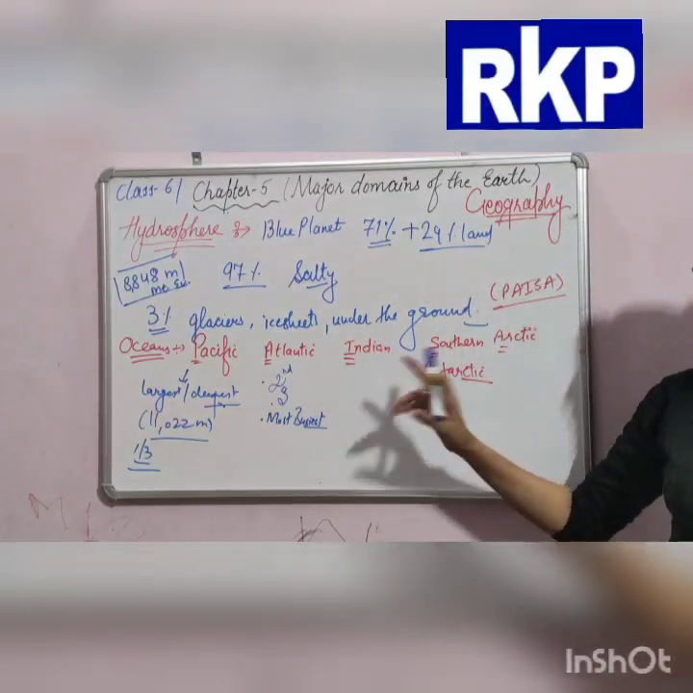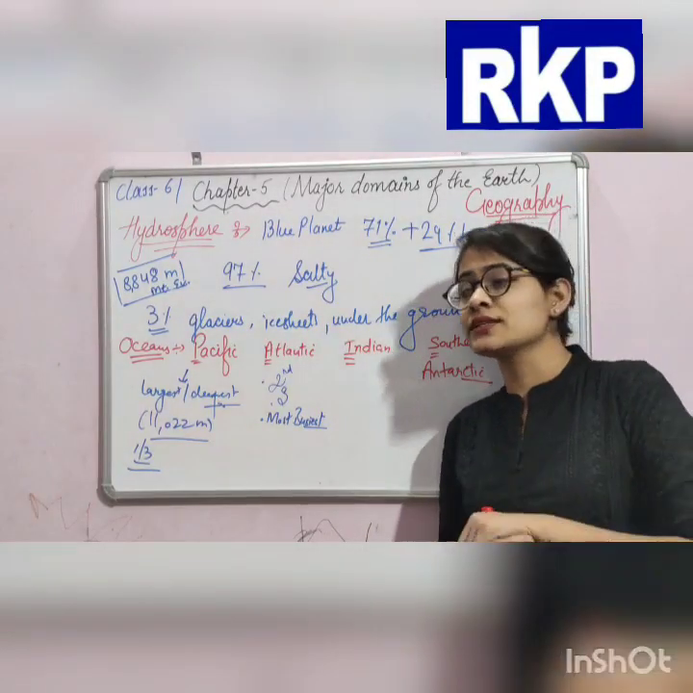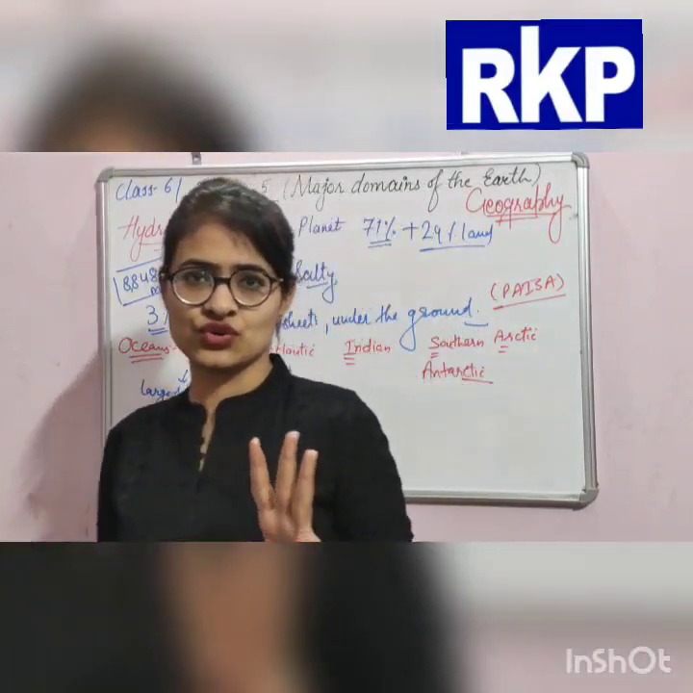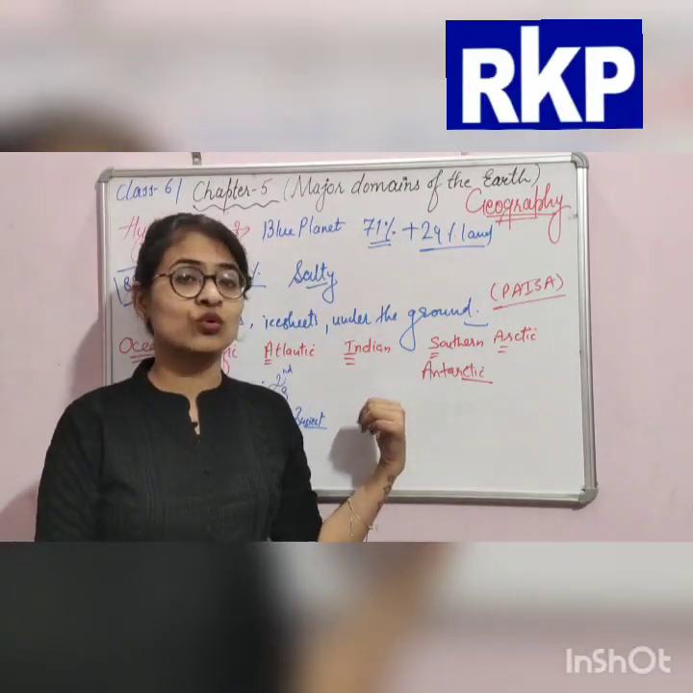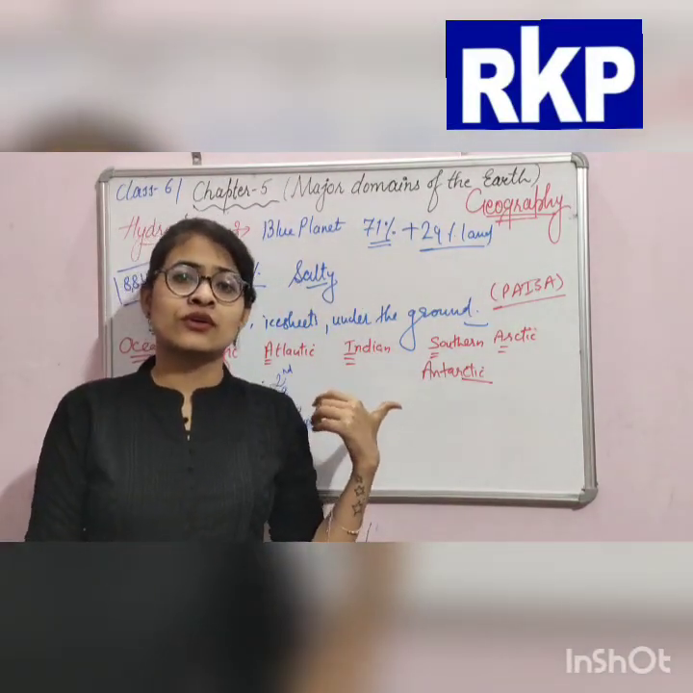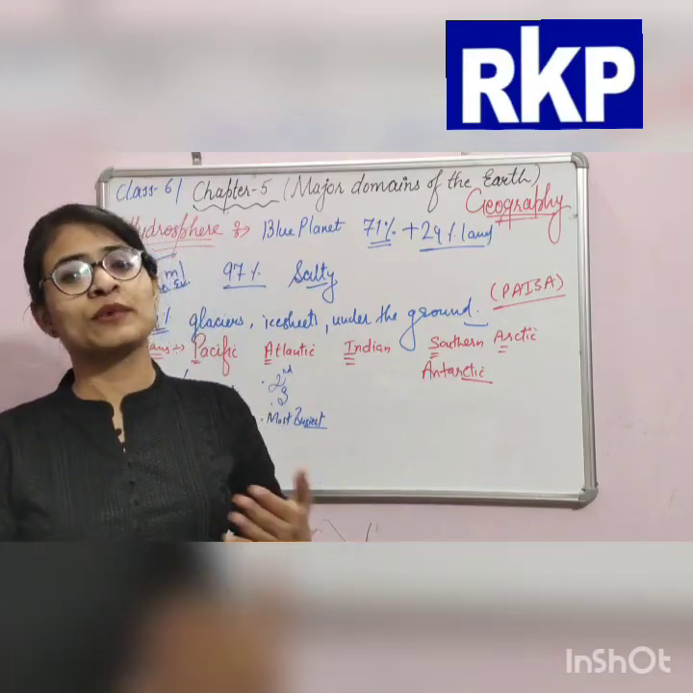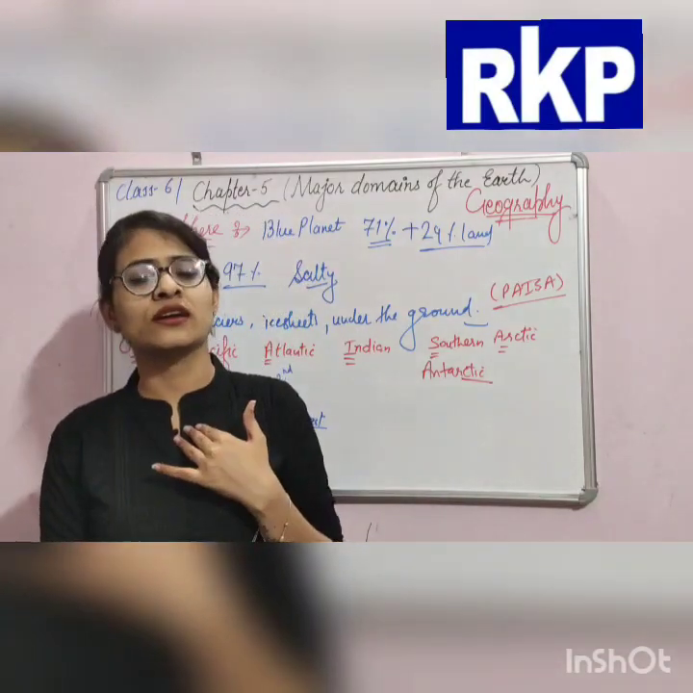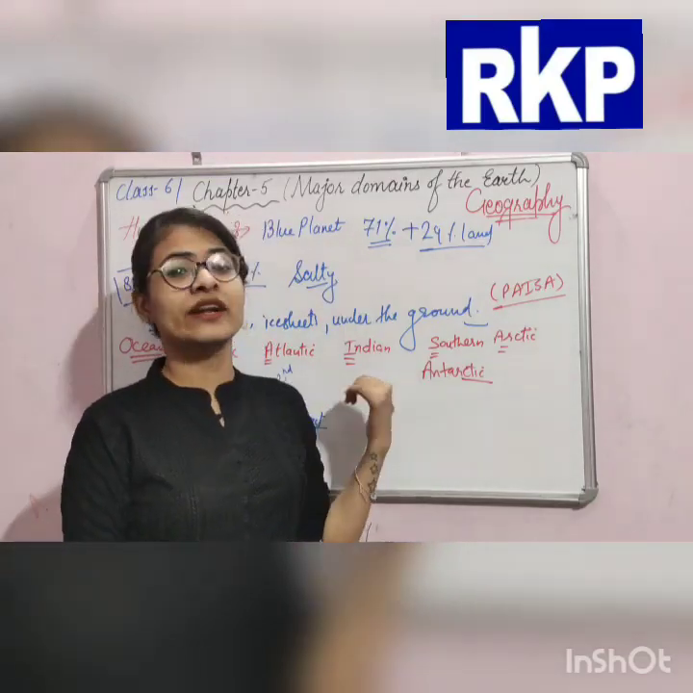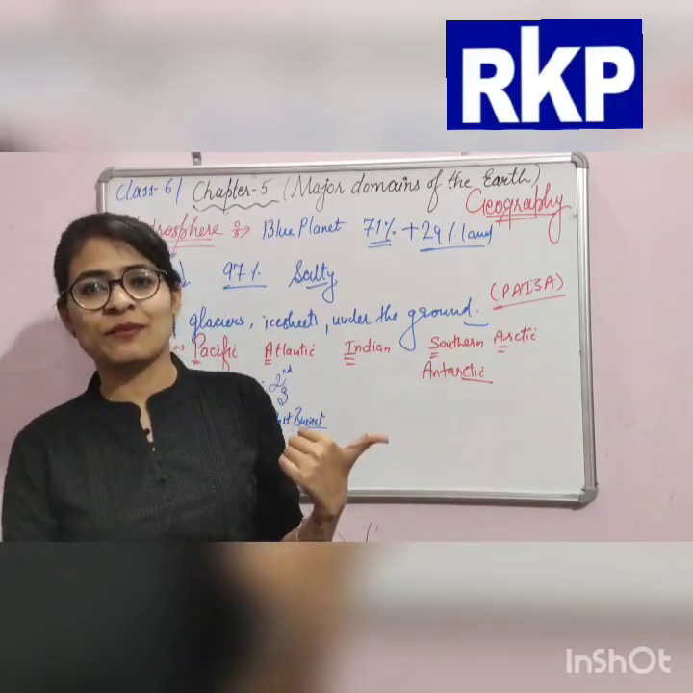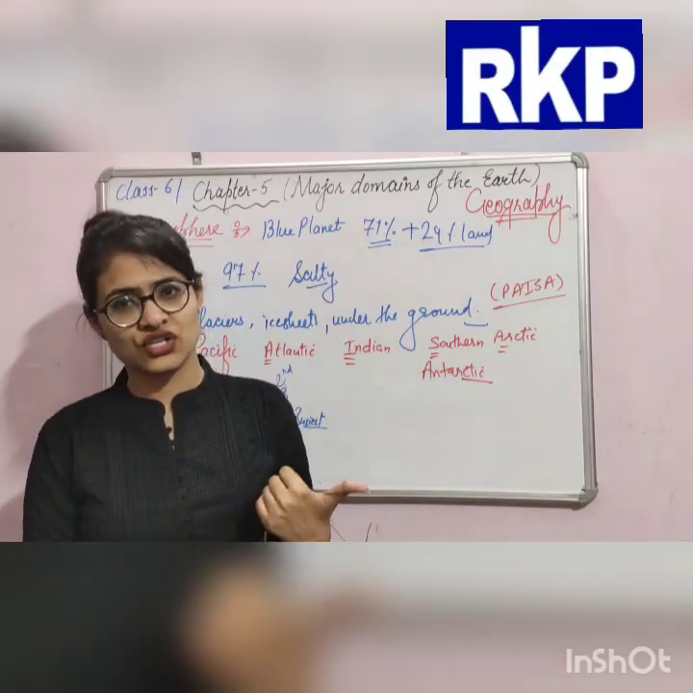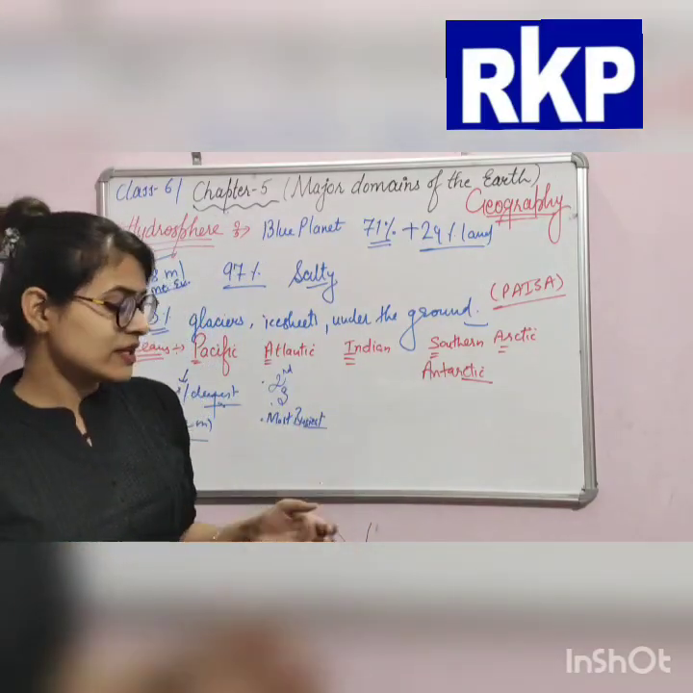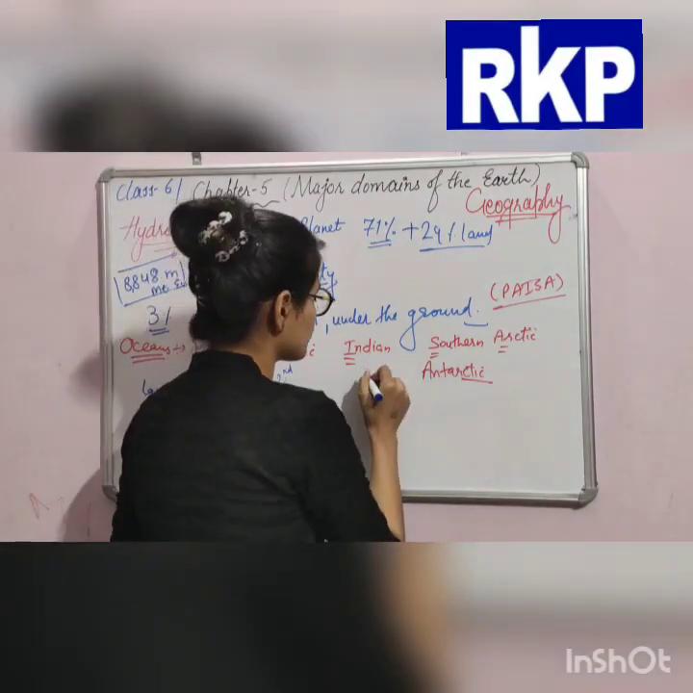The next is Indian Ocean, the third largest ocean. Okay, this is the ocean which name was kept after a country. Its name was kept after our country, and that's why its name was kept as Indian Ocean. Okay, and it is triangular in shape.